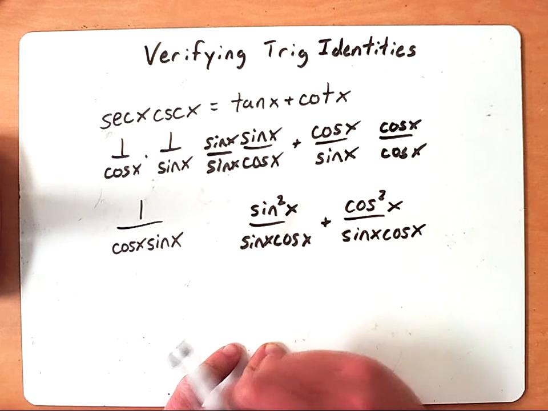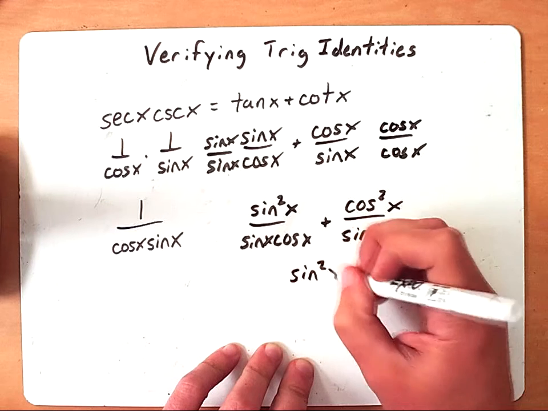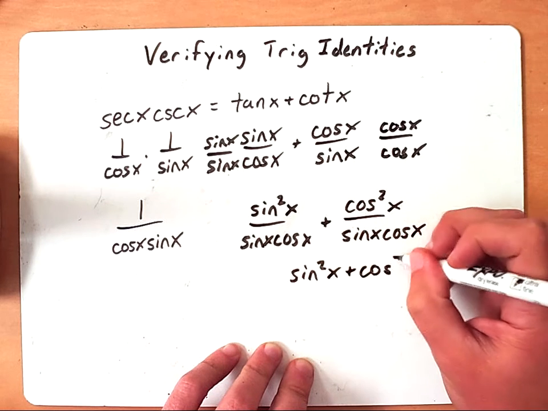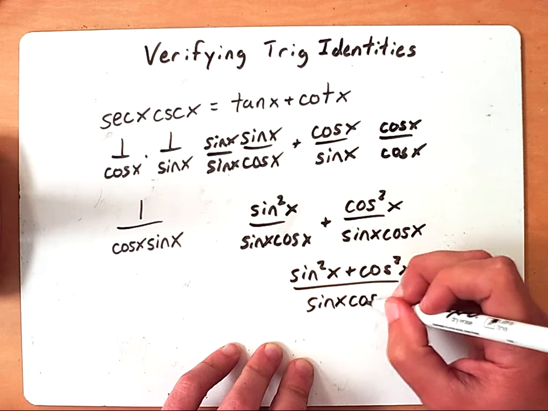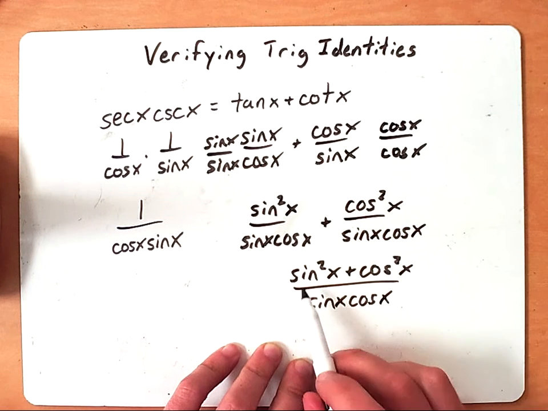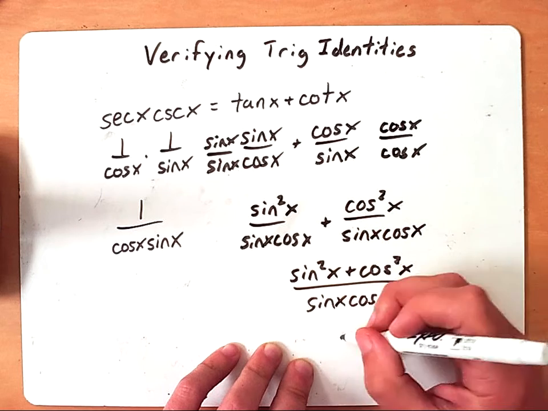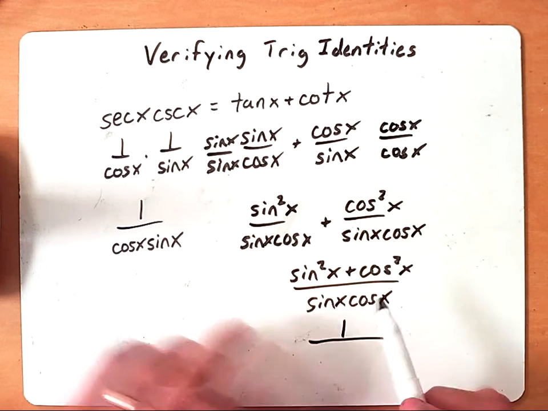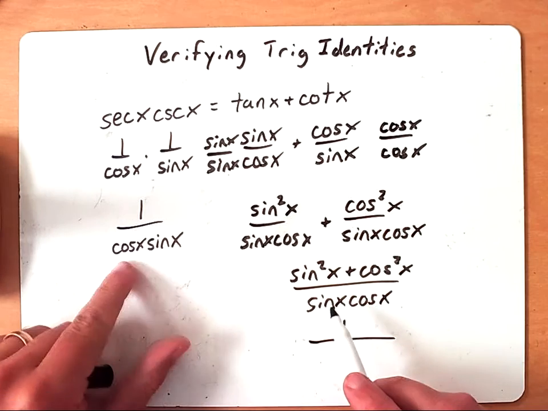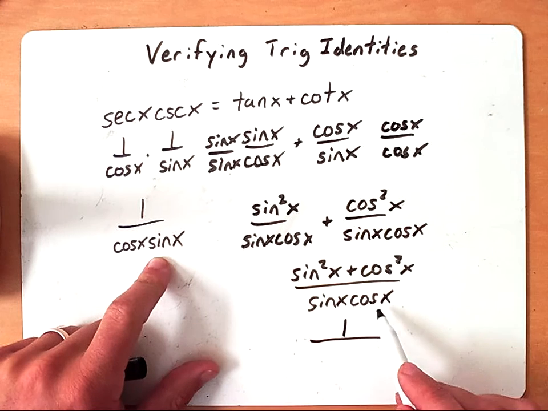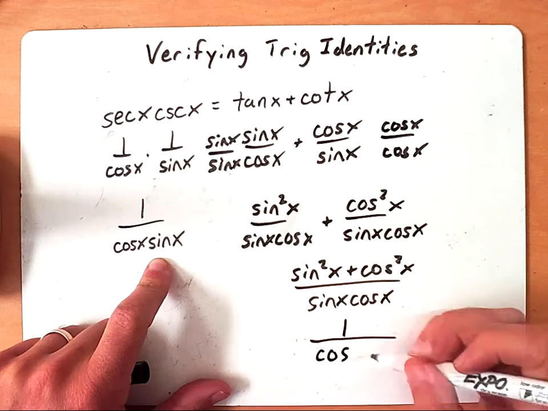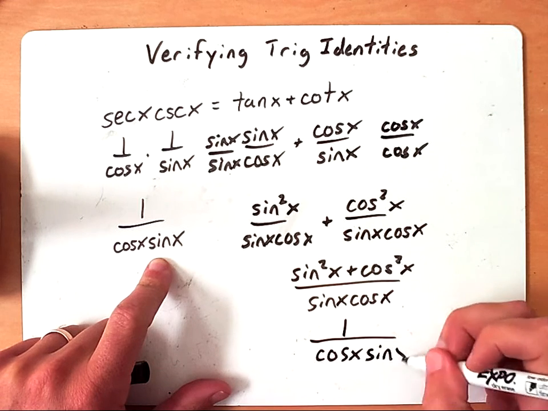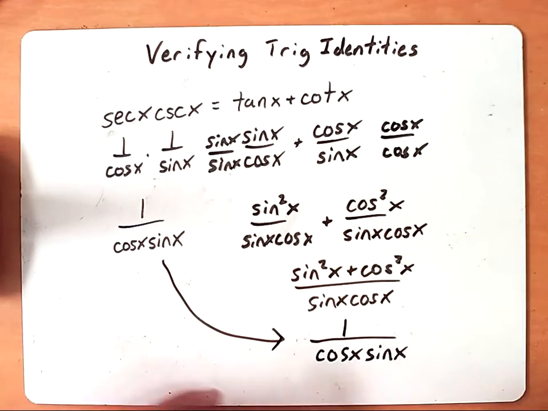And so now I can combine my fractions together. So I would get sine squared x plus cosine squared x over sine x cosine x. And most of you probably already know this: sine squared plus cosine squared is simply going to equal 1. And so we now have a 1 in the numerator for both of these. This is cosine times sine. This is sine times cosine, which we could easily rearrange since multiplication is commutative, as cosine of x times sine of x. And we have verified the identity.